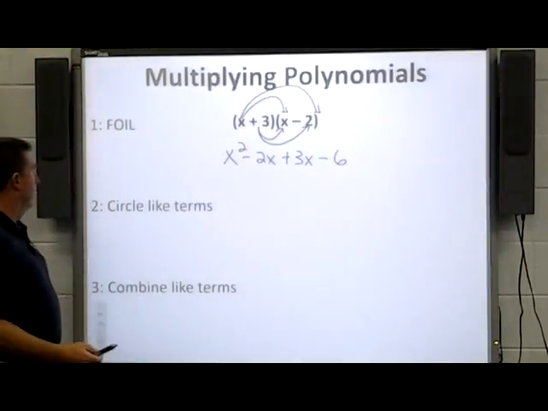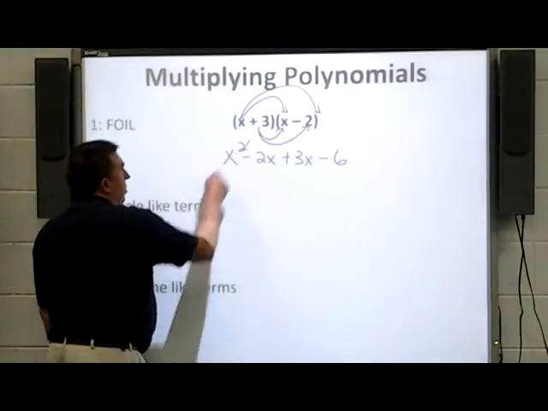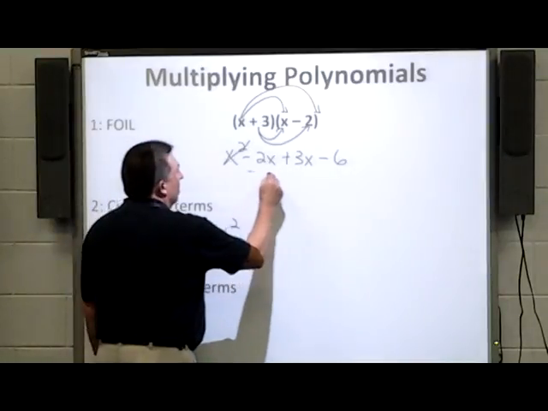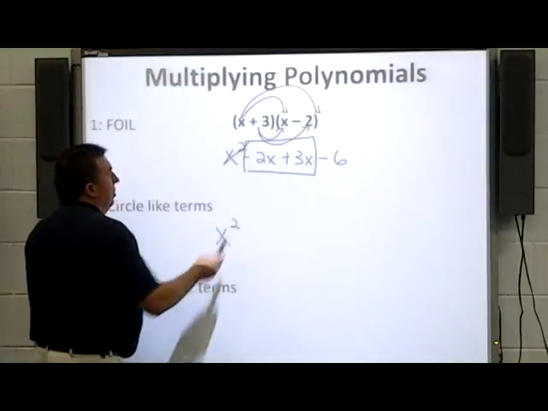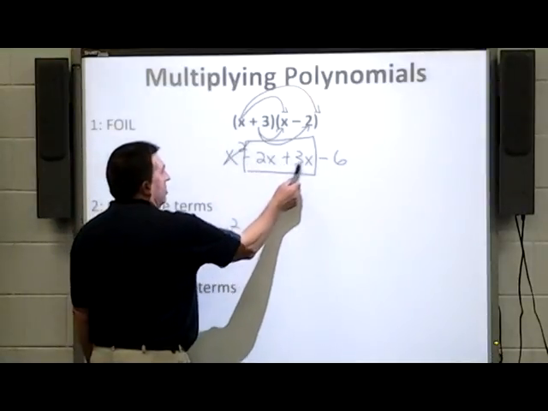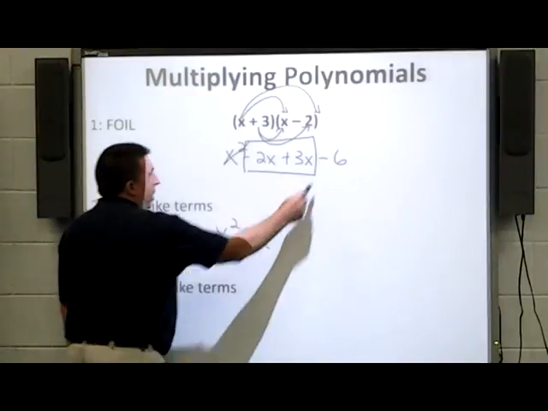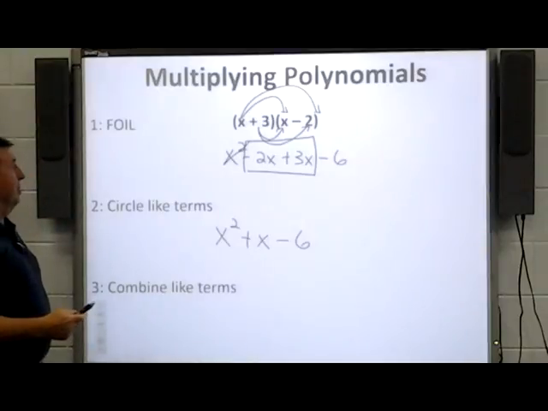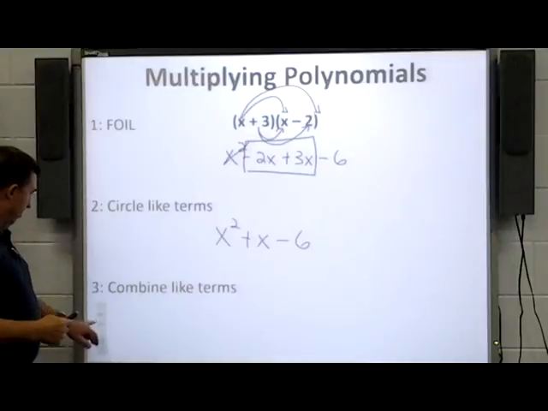So now I have 4 terms. I'm going to circle my like terms and combine them together. I don't have any other x squared terms, so I'm going to put the x squared first so it'll be in standard form. I like to box mine up. Different people use different methods. I got a negative 2x and a positive 3x. If I combine those together, I get positive 1x. And then I got minus 6. So if you multiply x plus 3 times x minus 2, you will get x squared plus x minus 6.